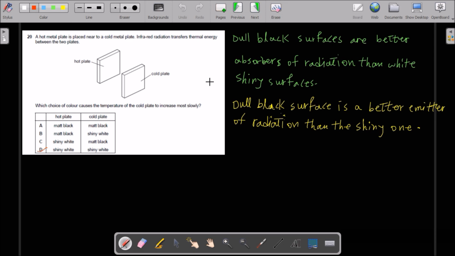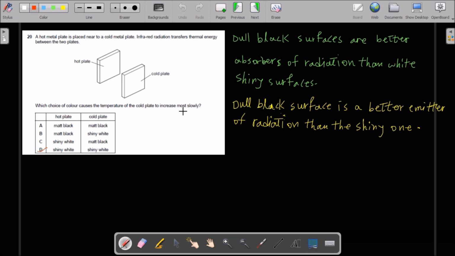Question 20. A hot metal plate is placed near to a cold metal plate. Infrared radiation transfers thermal energy between the two plates. Which choice of color causes the temperature of the cold plate to increase most slowly? First of all, two important points. Dull black surfaces are better absorbers of radiation than white shiny surfaces, and a dull black surface is a better emitter of radiation than a shiny one.